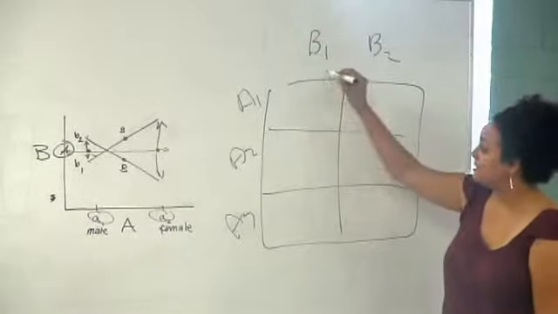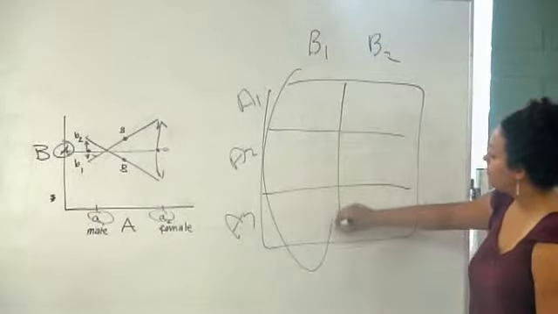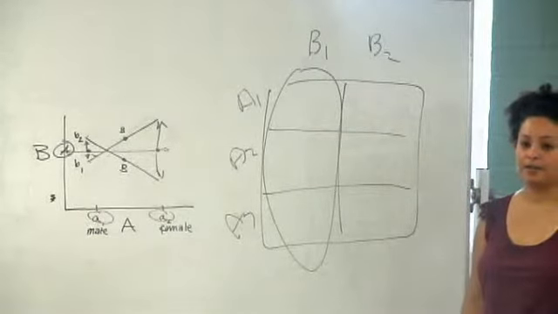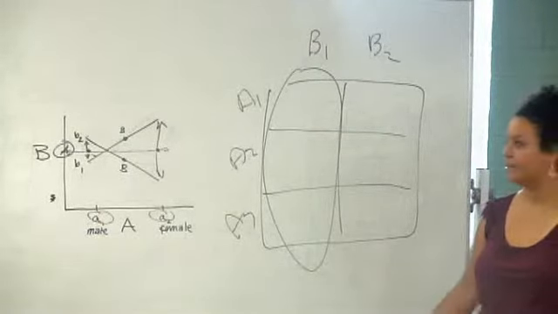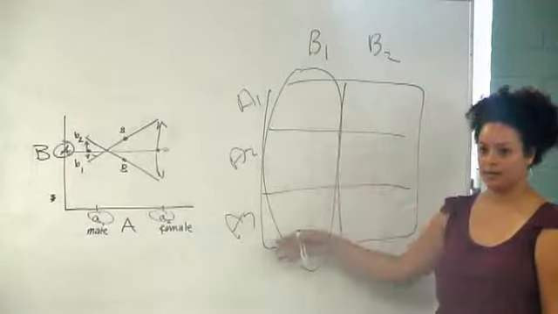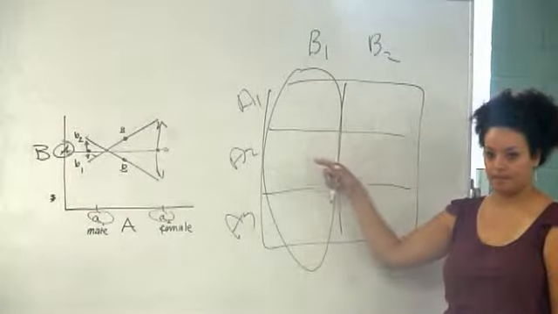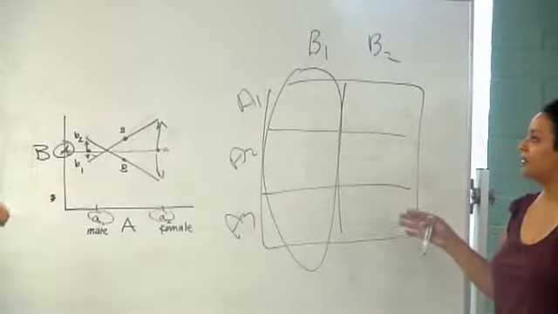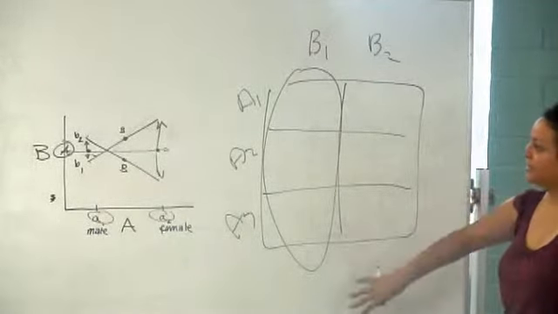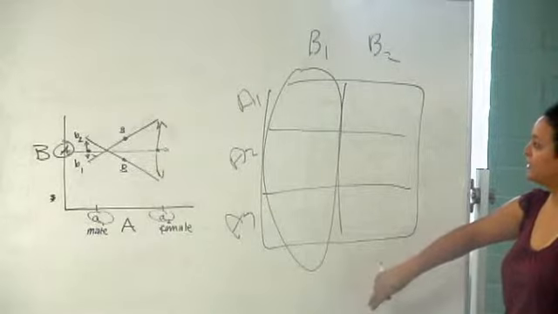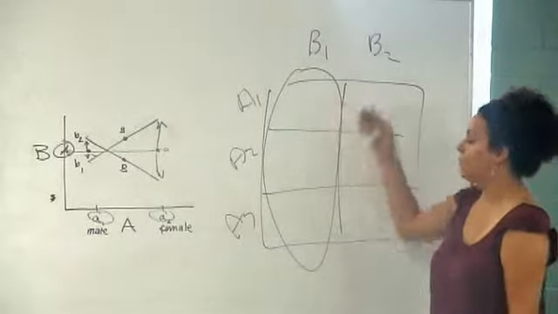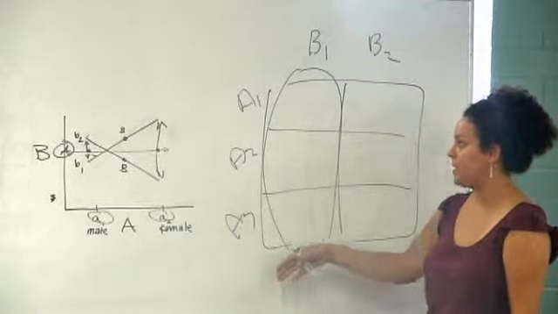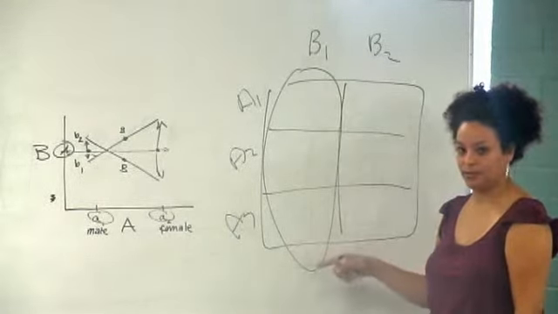Simple effects is you want to just look at maybe one level of one of the IVs and then compare the other IV across that. Can you say that again? So simple effects is you're breaking it down a little bit. You want to look at a more specific effect. So that would be just looking at one level of one of the IVs, and then you're comparing the other IV across that one level.